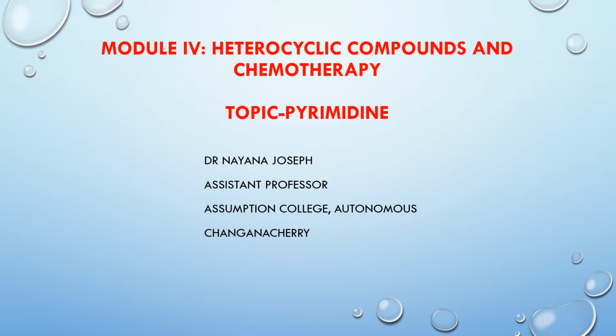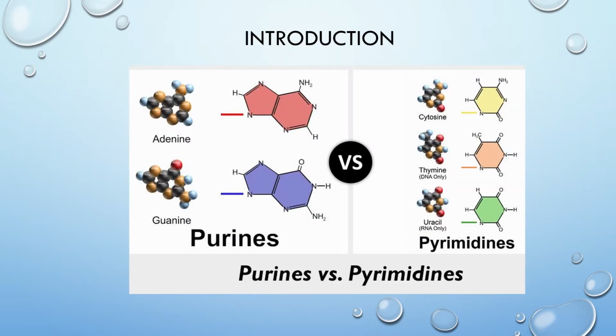Today we are going to talk about the heterocyclic compound pyrimidine. Pyrimidines and purines are the two families of nitrogenous bases that make up nucleic acids. In other words, they are building blocks of DNA and RNA.